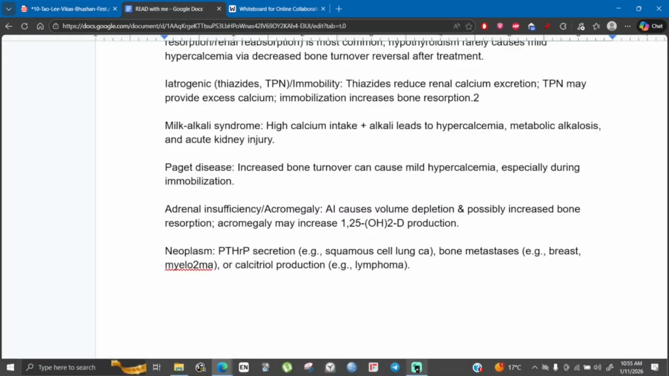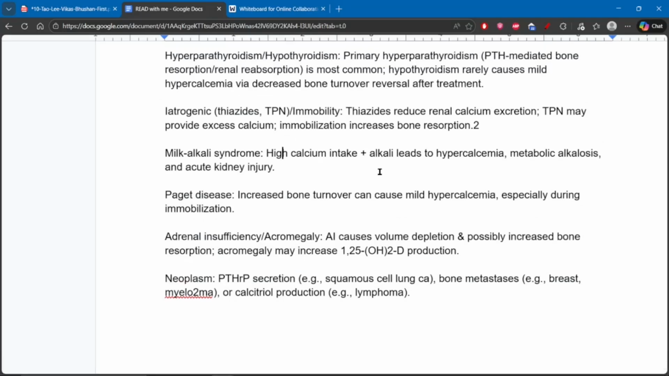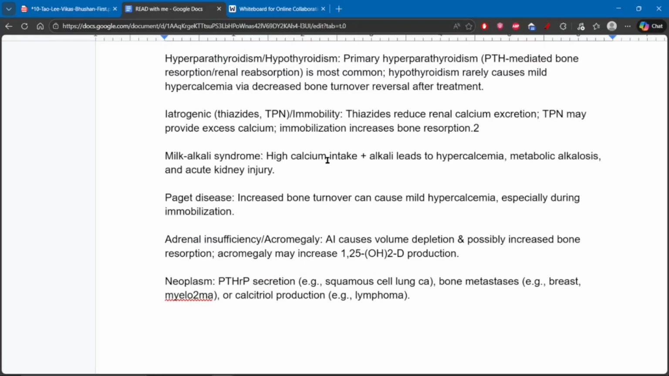All right, so let me check, and we're on. Right, so we were talking about milk alkali syndrome, so I hope it's all good.